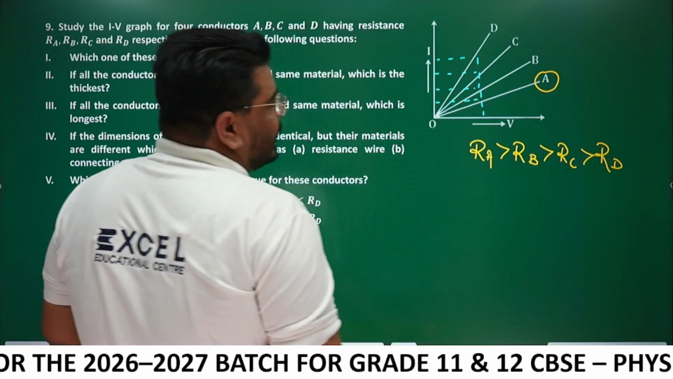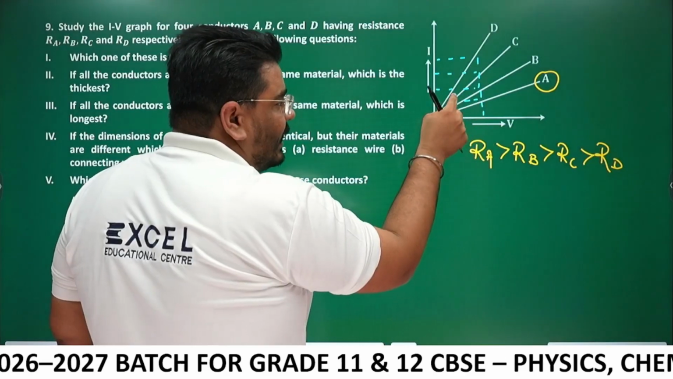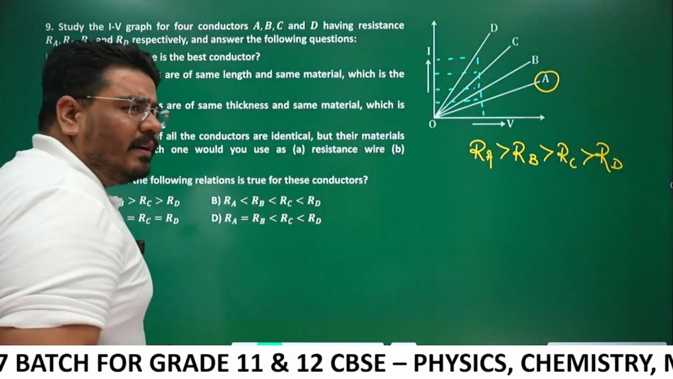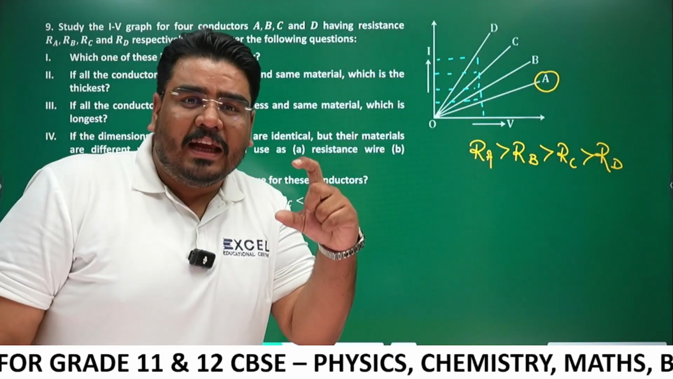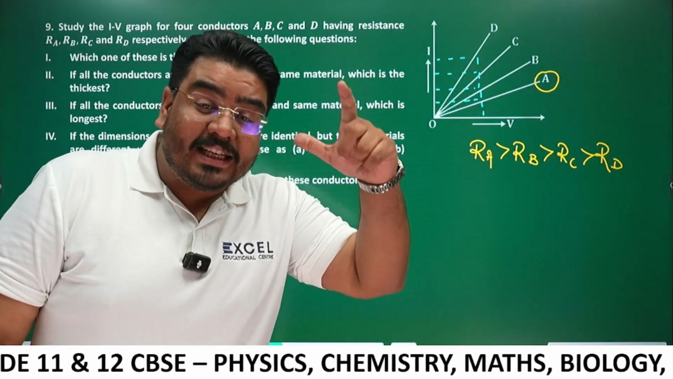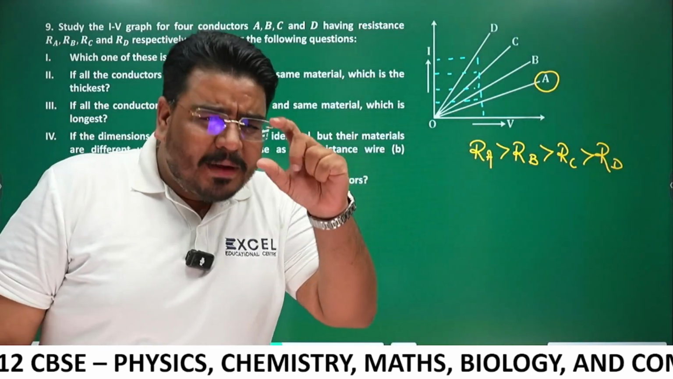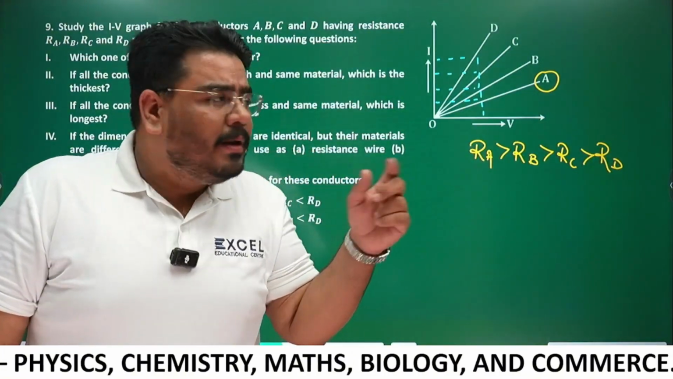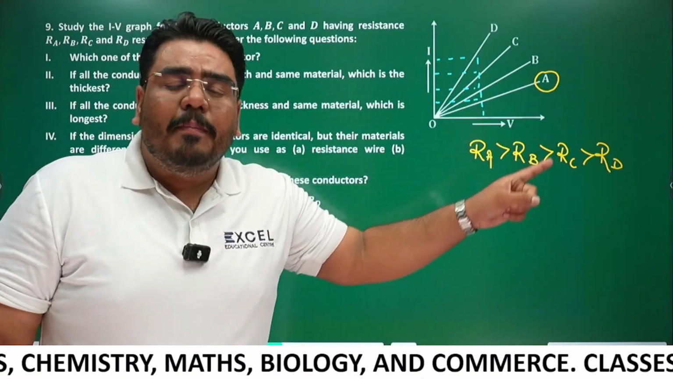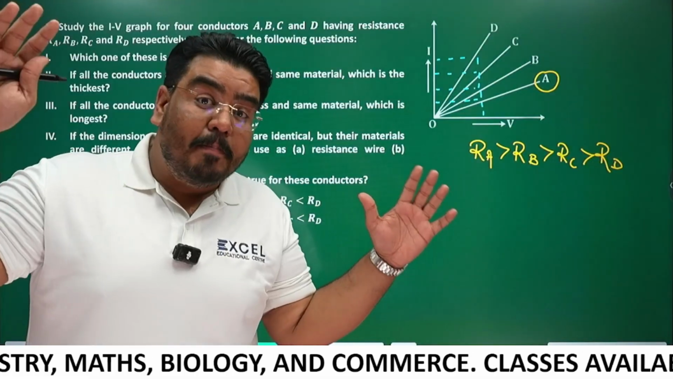Right? And if you see, the current at that voltage is minimum for A. Minimum current is at A, then more at B, then more at C, then more at D. Sir, why is the current minimum at that voltage for A? Because the resistance of A must be bigger.